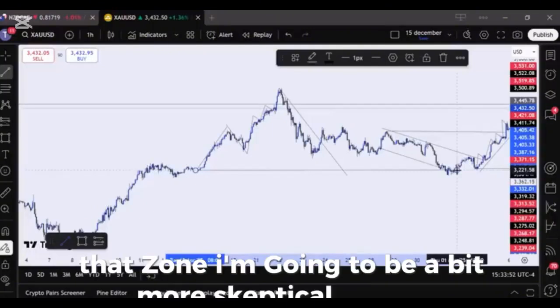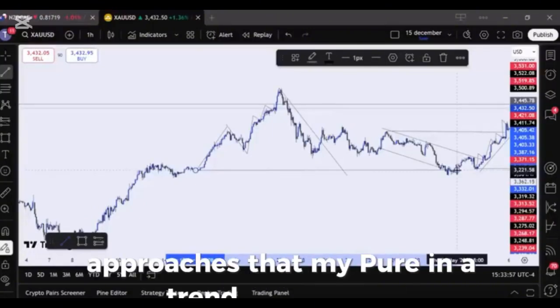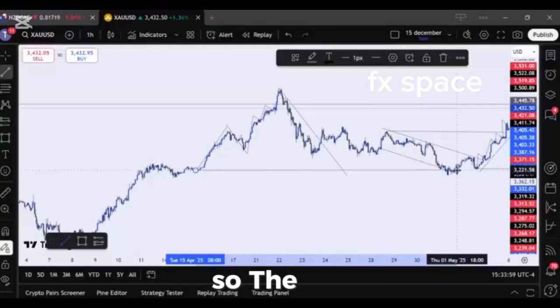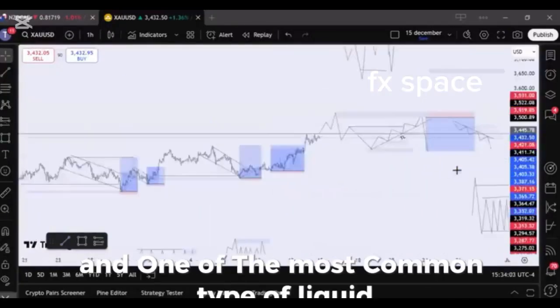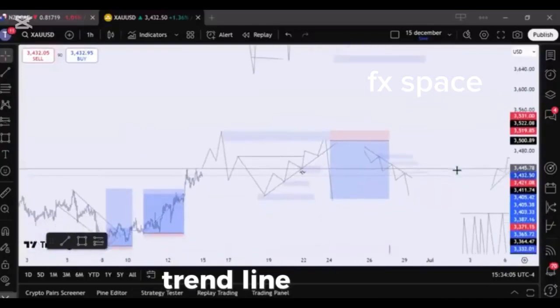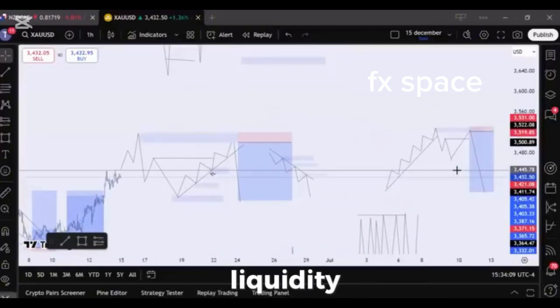I'm going to be a bit more skeptical to take that trade than when the market approaches my POI in a trend-like manner. So the first type of liquidity that we have in the market, and one of the most common types of liquidity, is trend line liquidity. Now, I've given an example of how you can take your profit using that trend line liquidity.